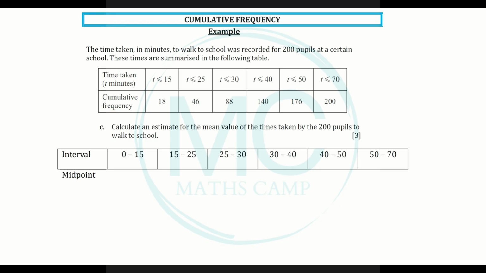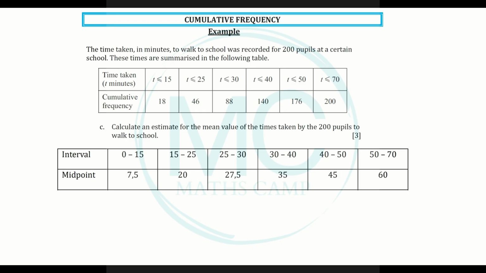The midpoint between 0 and 15 is 7,5. 15 and 25 is 20. 25 and 30 is 27,5. 30 and 40 is 35. 40 and 50 is 45. And 50 and 70 is 60. We have our midpoints, but we still need the frequency of each interval.